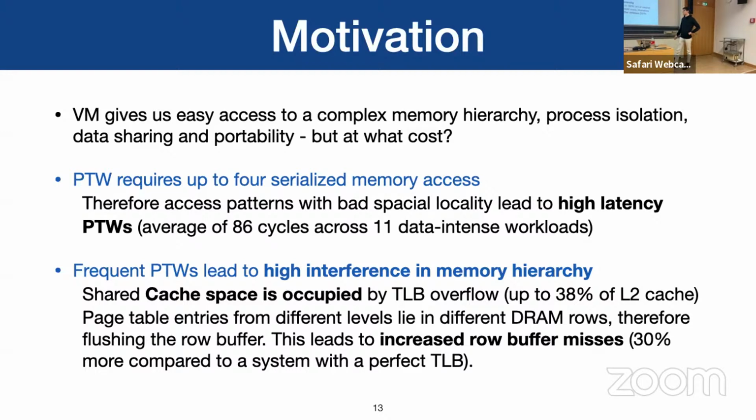Yeah. And also we get increased row buffer misses because page table walks usually access very sparse data in the DRAM. So they are usually not allocated in the same DRAM row. So we get row buffer misses all of the time, up to 30% more compared to a perfect TLB model where we don't have to perform page table walks at all.